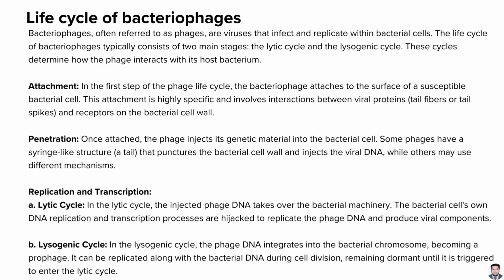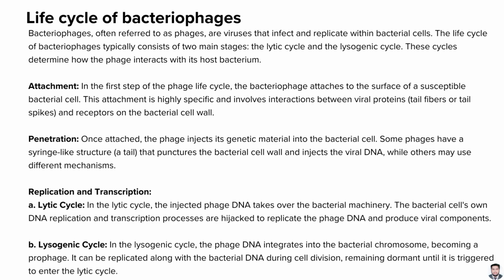Replication and transcription. Point A. Lytic cycle. In the lytic cycle, the injected phage DNA takes over the bacterial machinery. The bacterial cell's DNA replication and transcription processes are hijacked to replicate the phage DNA and produce viral components.